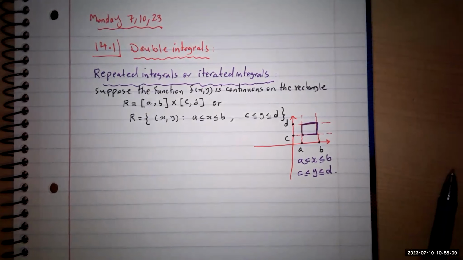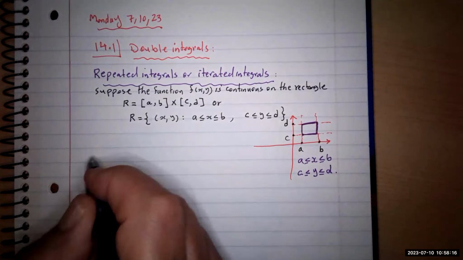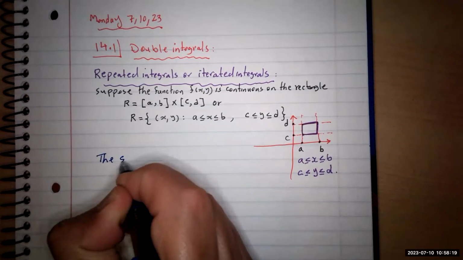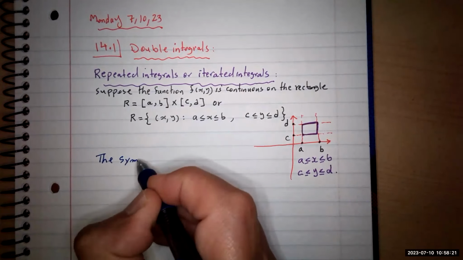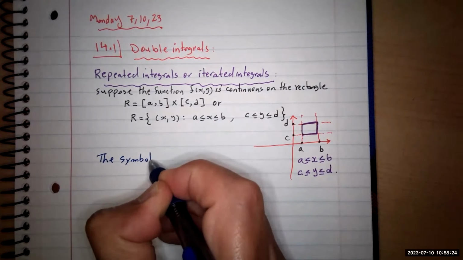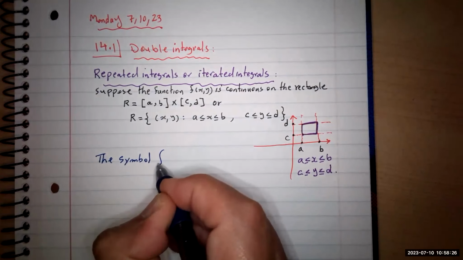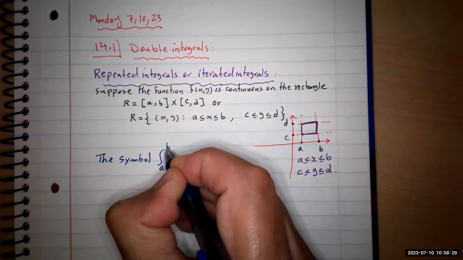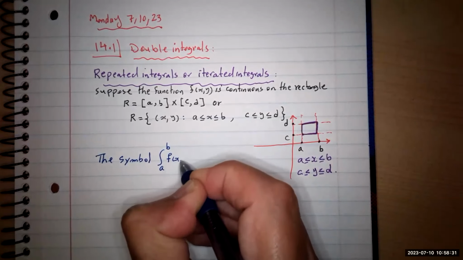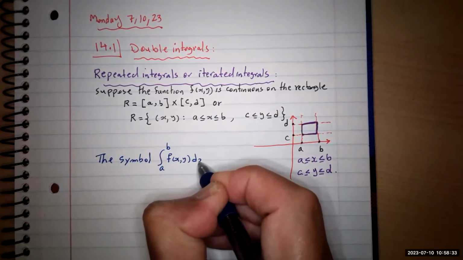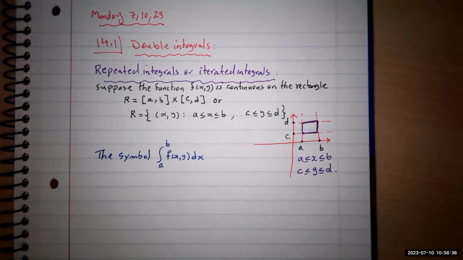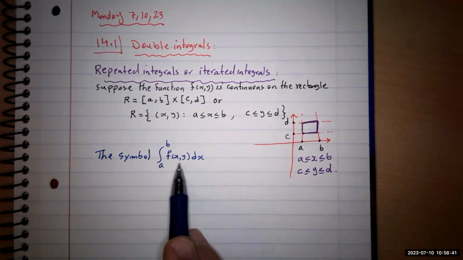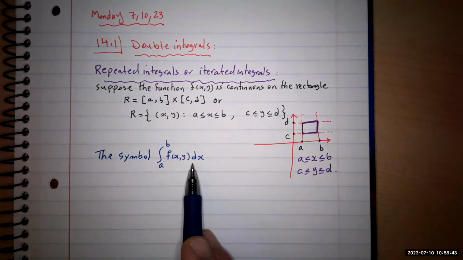Now, those integrals that I talked about: you freeze one variable and integrate with respect to the other one. The symbol is the integral from A to B, f of x comma y, dx. This means, like a partial derivative, you fix the y to be constant and integrate with respect to x. This is one of them.